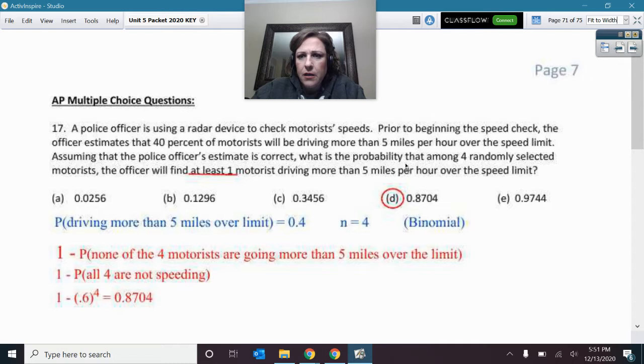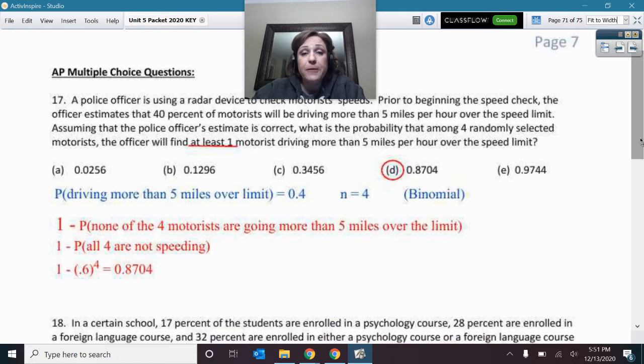We've got vehicles that are driving more than 5 miles over the speed limit, 40% of them. They said out of 4 randomly selected cars, so that's a set number, so we have a binomial situation here. What's the probability that at least one of those vehicles or drivers is speeding more than 5 miles over the speed limit? So that's your probability of at least one. So this one is that because it's at least one of the successes that we're looking at.